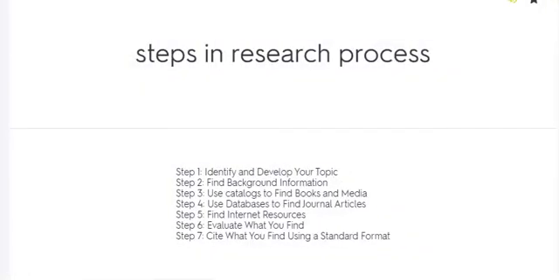Steps in research process. Step 1. Identify and develop your topic. Step 2. Find background information. Step 3. Use catalogs to find books and media. Step 4. Use databases to find journal articles. Step 5. Find internet resources. Step 6. Evaluate what you find. Step 7. Cite what you find using a standard format.